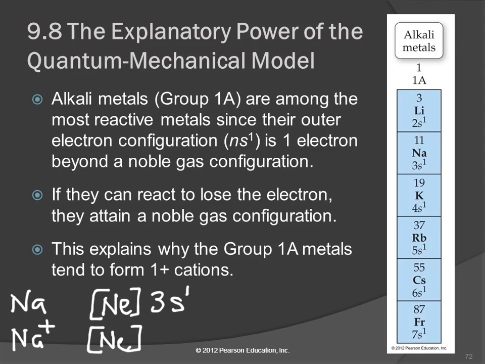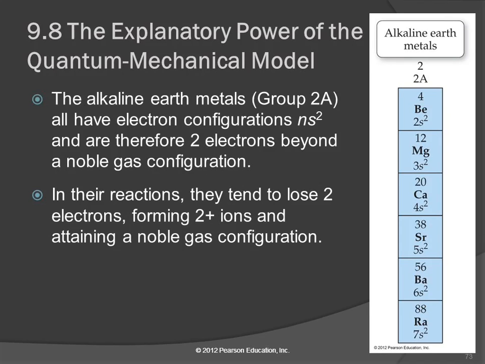So sodium will do that. It will get rid of 1 electron so that it can have that very stable electron configuration of 8 valence electrons. And all the other alkali metals do that as well. They all have 1 valence electron. If they lose 1 electron, they have the electron configuration of a noble gas. We're just going to go over one more.